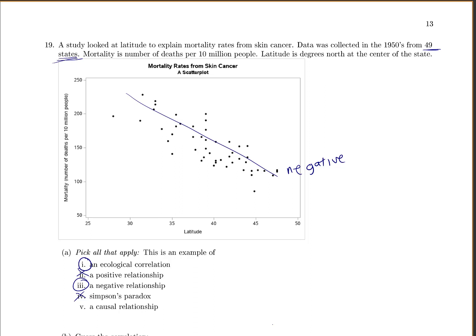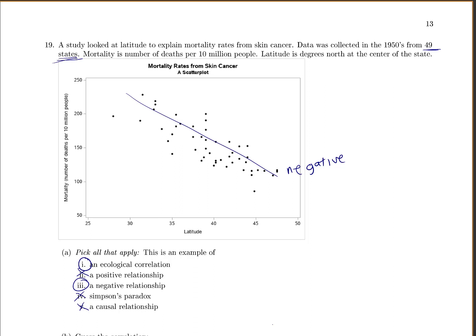So that says, does latitude affect the mortality or does it cause it? It could maybe be a cause and effect. We don't really know that in our statistics. We don't like to say that it's cause and effect, so we're going to cross that off because we can't ever really say anything is causing something. We can just say on average.